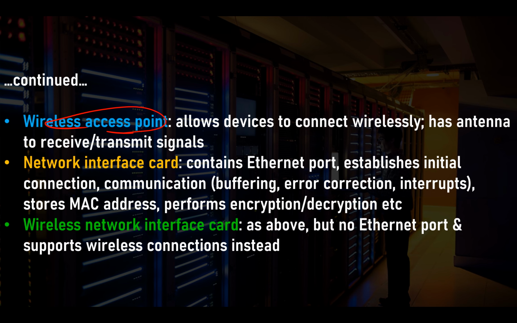Then finally, the wireless network interface card, as above, however, it's going to have no Ethernet port, but it's going to support wireless connections instead, via an antenna to transmit and receive. And that can be Bluetooth, Wi-Fi. And if it's a phone or tablet, then that's also going to have something just to connect to the mobile networks as well.